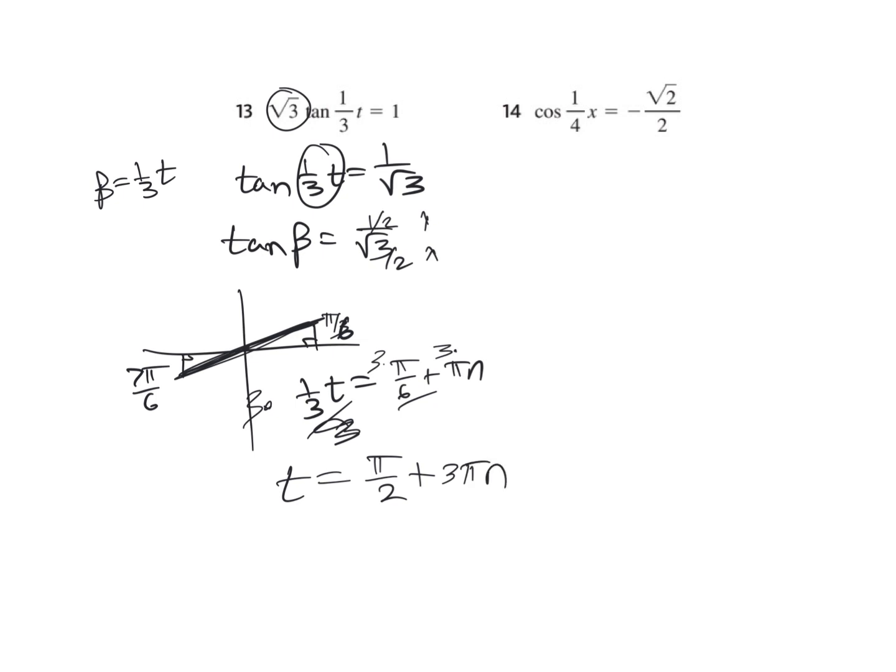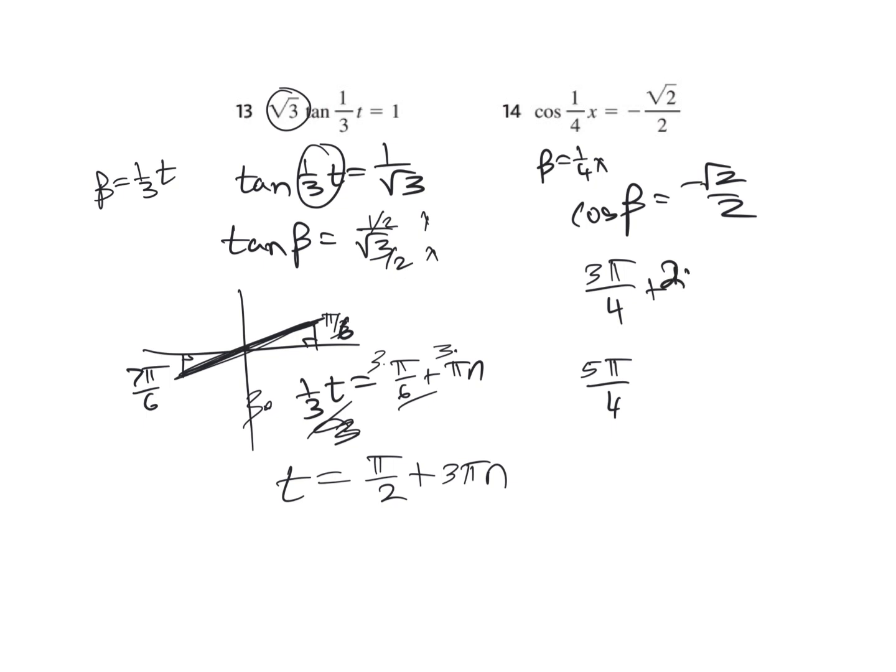And number 14. So let's let beta equal 1/4 x. All right. So the cosine of beta is equal to negative square root 2 over 2, which is a pi over 4 function. It's negative. So where's cosine negative? That's going to be in the second and third quadrants. So you have 3 pi over 4, and you have 5 pi over 4. Again, plus 2 pi n, plus 2 pi n.